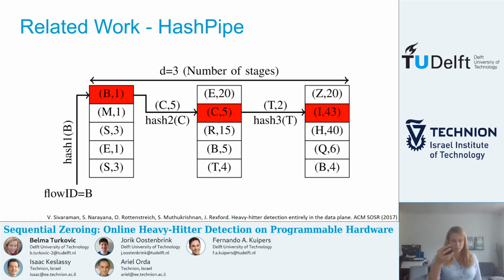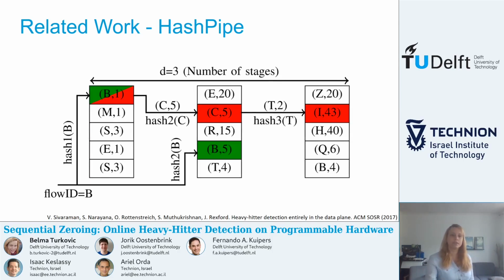However, we can see that the red counts, so the counts that were used to update the flow count, cannot actually help us to estimate the flow count for flow B. So the switch would now not be able to actually make a decision whether this packet belongs to a heavy hitter flow or not. To do so, we also need to access all these green counts.